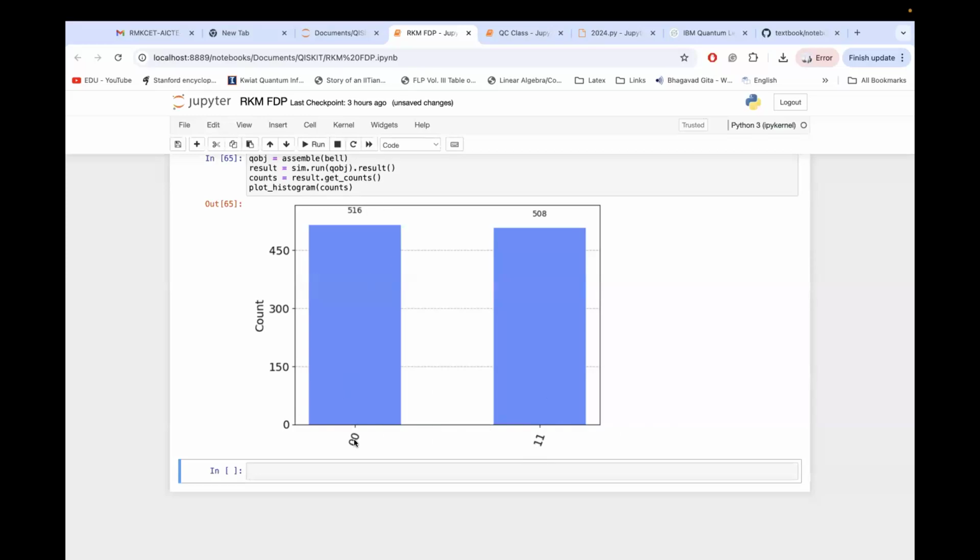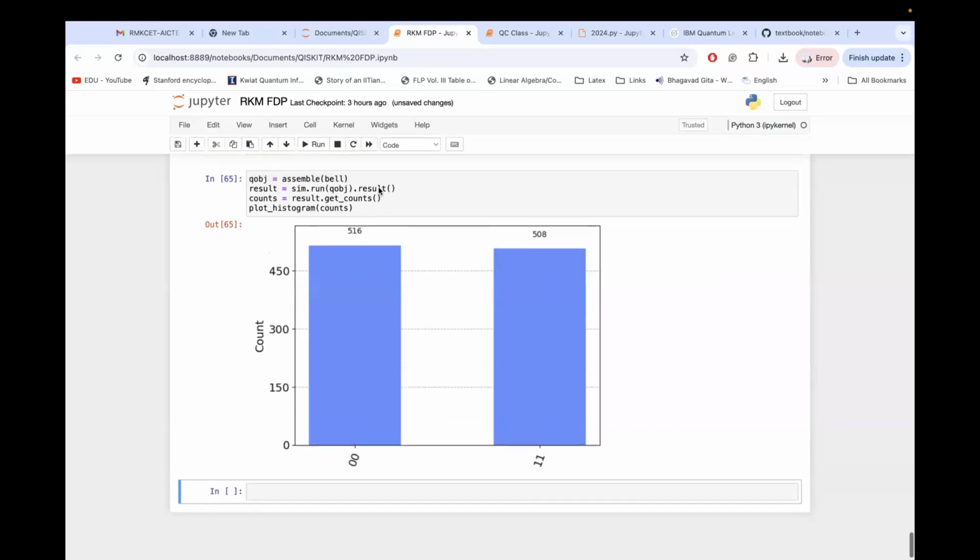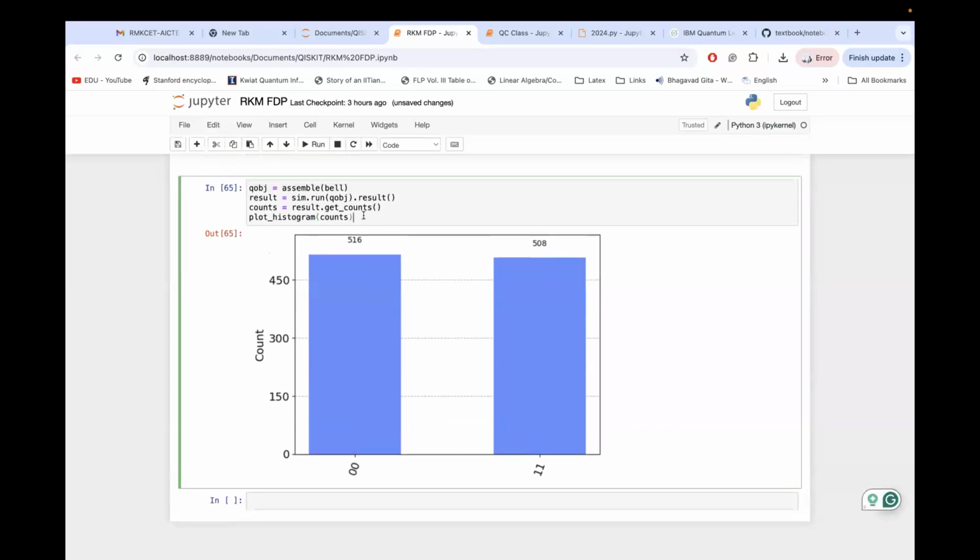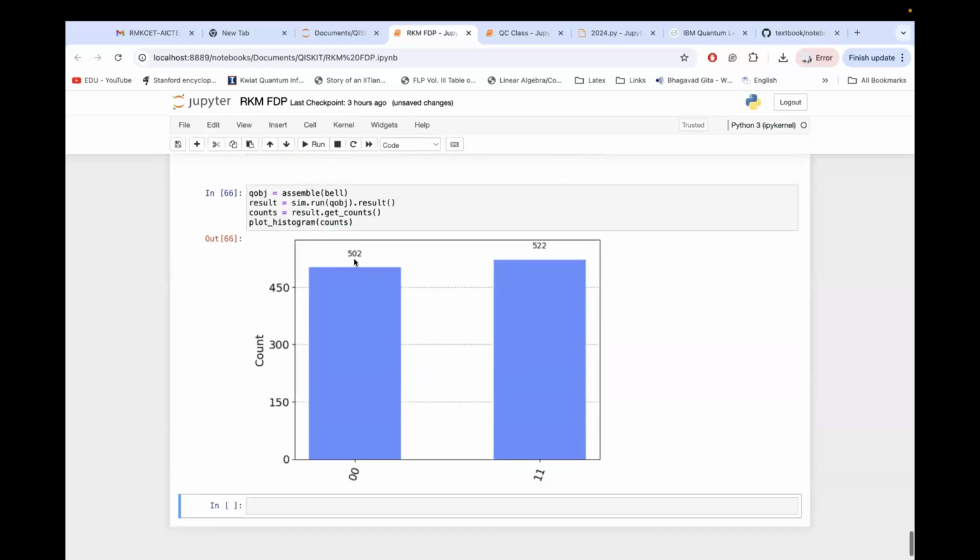The system is found in the 0, 0 state 516 times, and 1, 1 in 508 times. This is a simulation package, so if you run it again, it is going to give you a different result. So 502 times it collapsed into the 0, 0 state, and 522 times it collapsed into the 1, 1 state. So that's how it works.